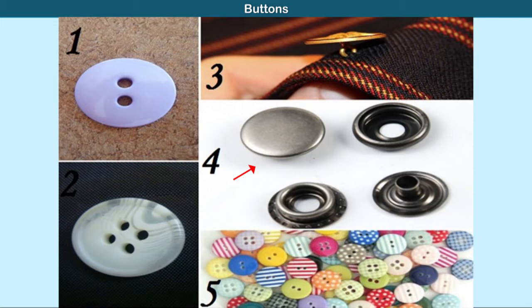This type of button is basically the sank button. This button is again made of metal, and the size of the button is of 32 line. This button can be used in jeans, denim jackets, capris, etc.